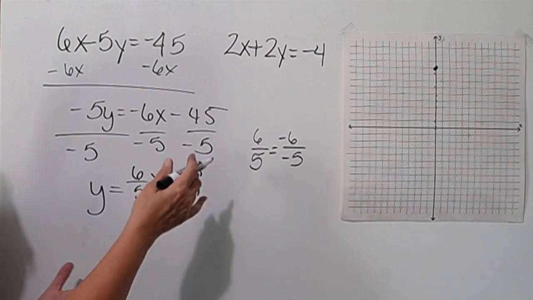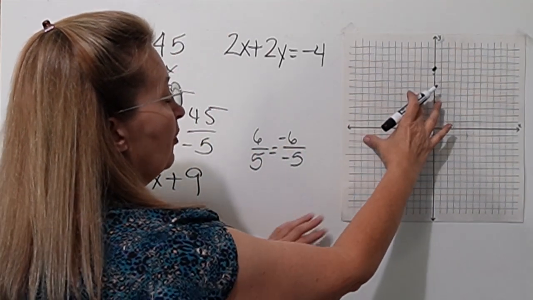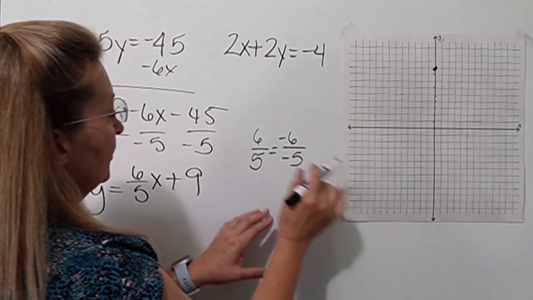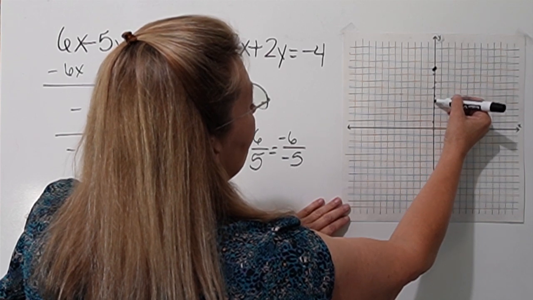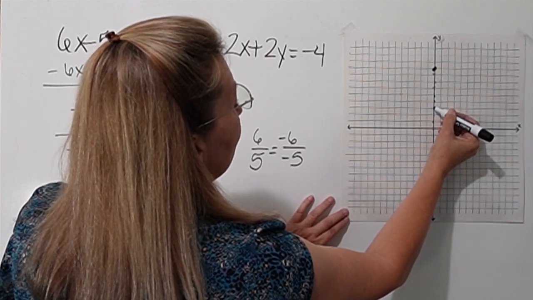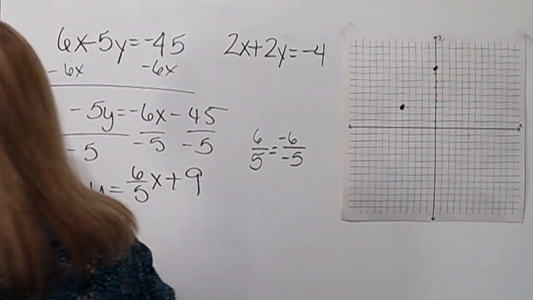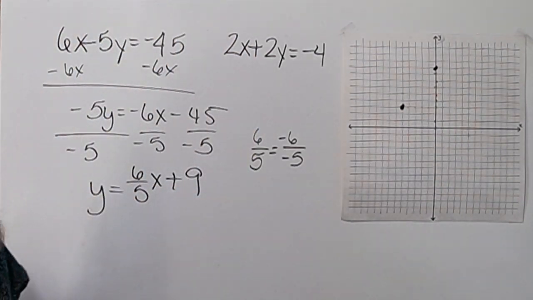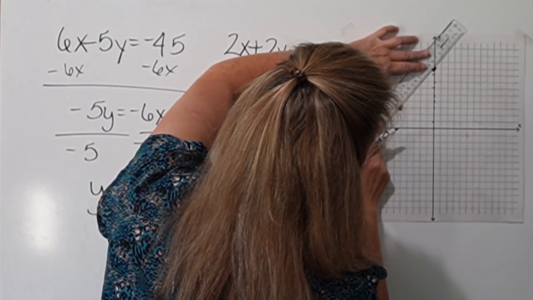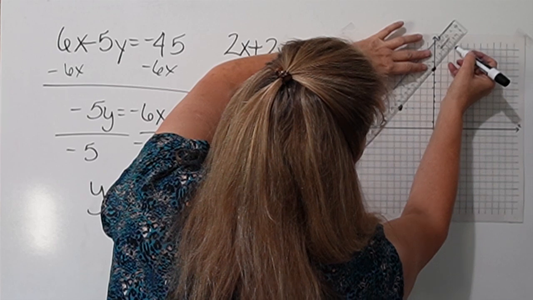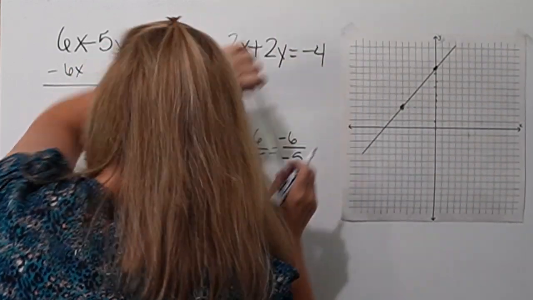If I graph +6, 5, that's going to be all up here. If I graph negative, I'm going to get the part of the graph that's here where I can deal with it. So let's rise -6, 1, 2, 3, 4, 5, 6, and then run -5, 1, 2, 3, 4, 5. Then we are going to connect those two lines. Just like this. All right.